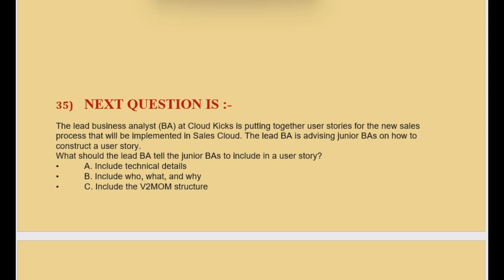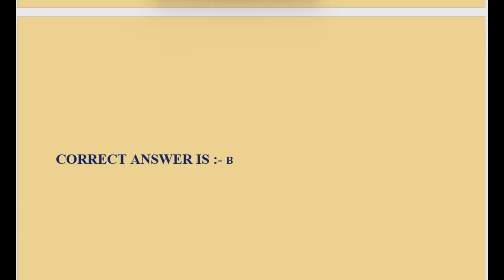Option A. Include technical details. Option B. Include who, what, and why. Option C. Include the V2MOM structure. Correct answer is option B.